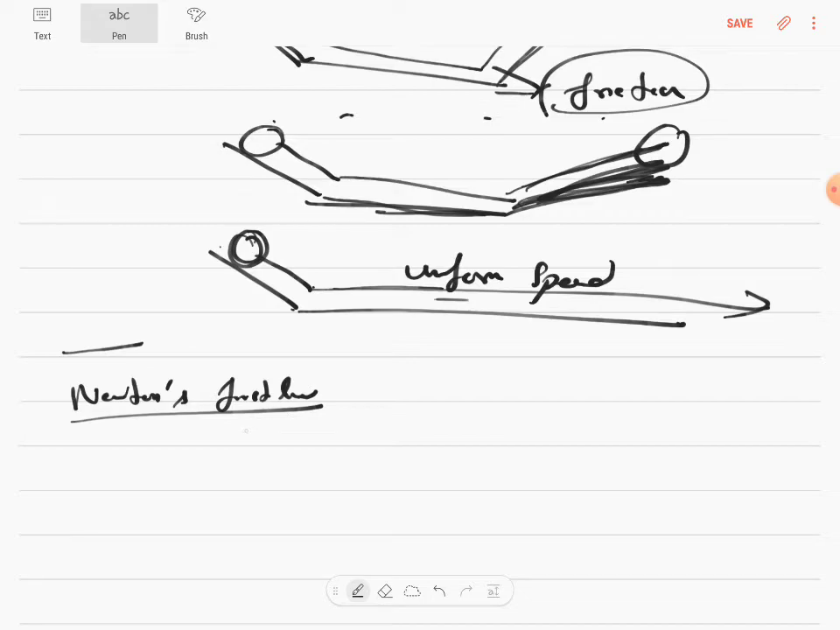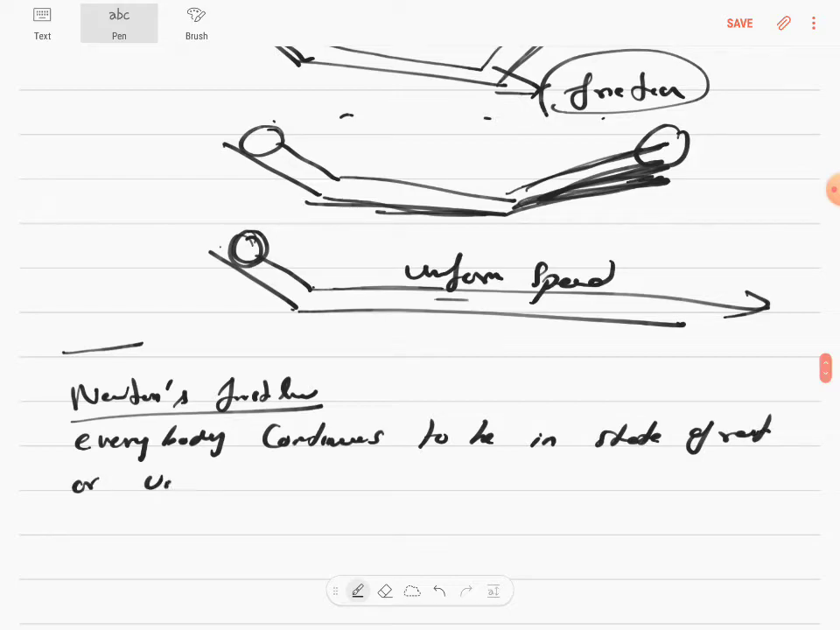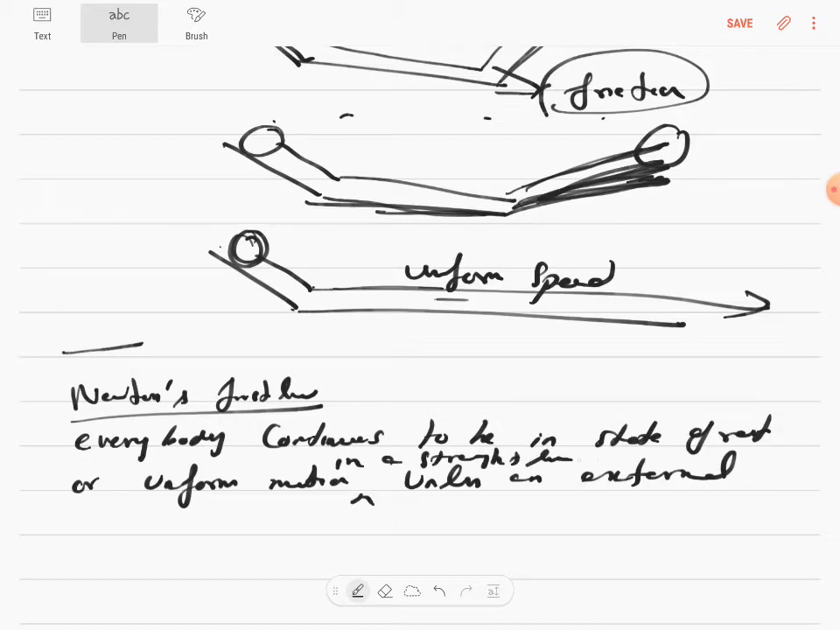It states that every body continues to be in a state of rest or uniform motion along the same straight line, unless an external force acts on it. Correct? That's what Galileo said, and Newton is also saying the same thing. What the hell? He is just copying everything from Galileo. Looks like it, correct? So every body continues to be in state of rest or uniform motion in the same straight line, unless an external force acts on it.